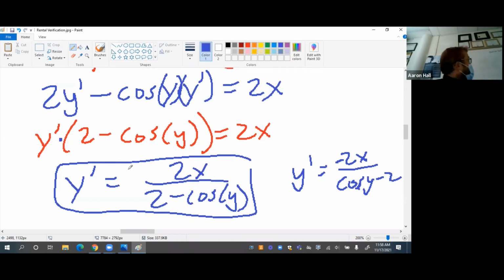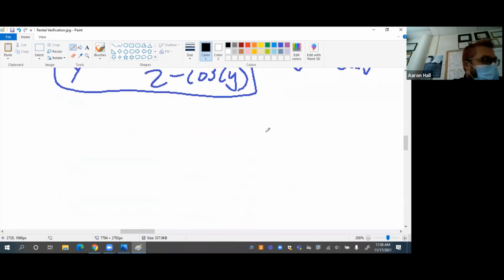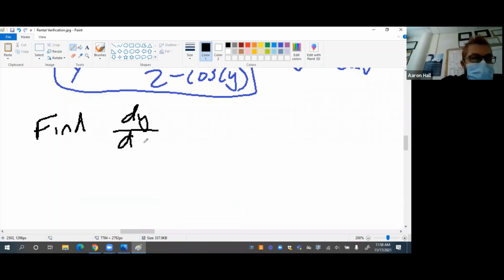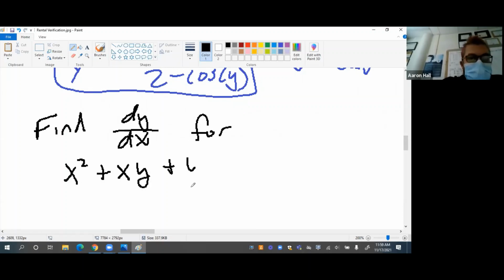Okay, do we have enough time for one more? I don't know if we have enough time for one more. I see we have about 3 minutes. I'm going to try. And why am I going to try? Because I feel like we need lots and lots of good repetition. So I want to find dy dx for x squared plus xy plus y squared equals 7.